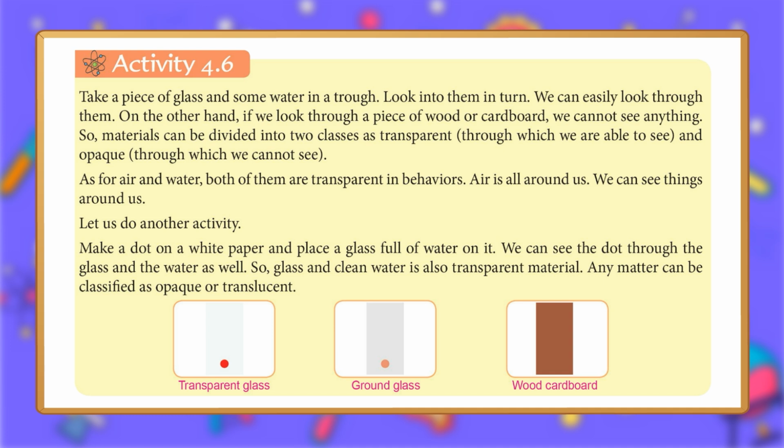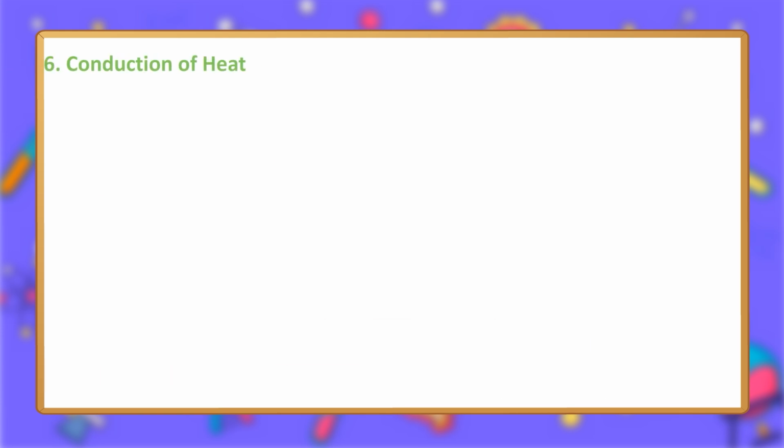Let us do another activity. Make a dot on a white paper and place a glass full of water on it. We can see the dot through the glass and the water as well. So, glass and clean water are also transparent materials. Any matter can be classified as transparent, opaque or translucent. Transparent: glass. Translucent: ground glass. Opaque: wood, cardboard.